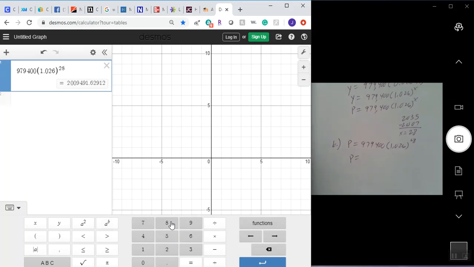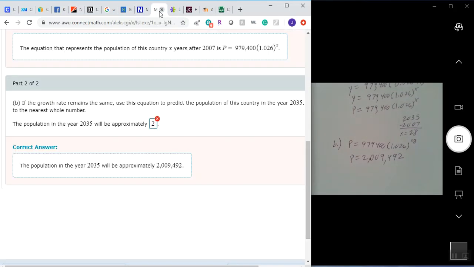And now our new population, which is what P stands for, is 2,009,492 because they asked us to round to the nearest whole number. So this is the answer that they also received. So this is it for problem number 3.